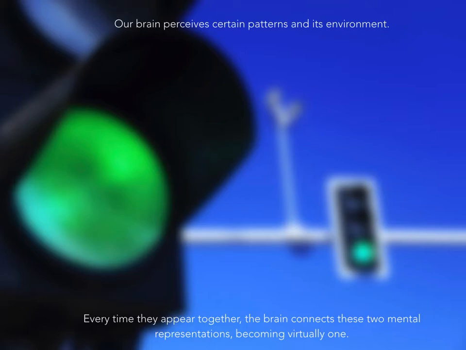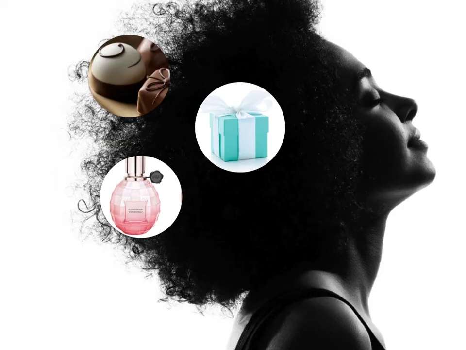Our brain perceives certain patterns in its environment. Every time they appear together, the brain connects these two mental representations, becoming virtually one. The sign is invisible because we are used to it. We are not aware that we actually live with representations that are signs.